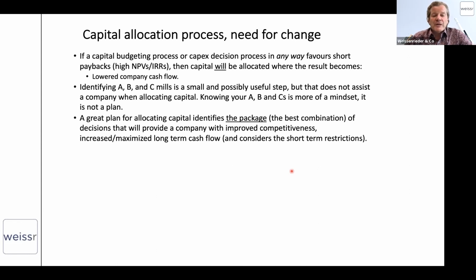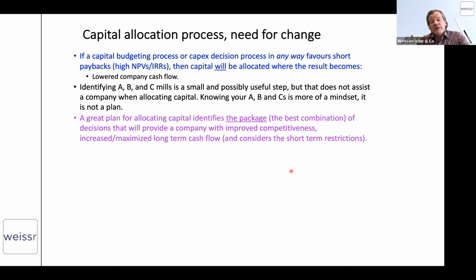A great plan for allocating capital identifies the package, the best combination of decisions that will provide a company with improved competitiveness. An improved competitiveness that is increased, maximized long-term cash flow. And of course, considers short-term restrictions. So you cannot look at decisions in isolation. You can't do that. Then things will go wrong. And they have gone wrong for 3 decades in your company. You need to look at everything as one holistic picture and work with that instead. And I'll show you in a little while how that can be done.